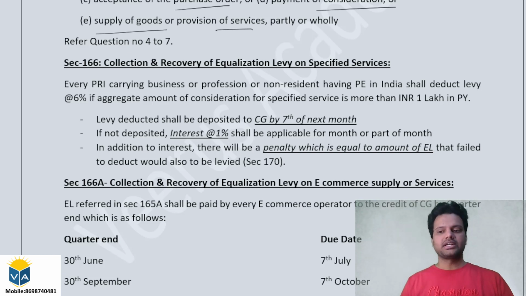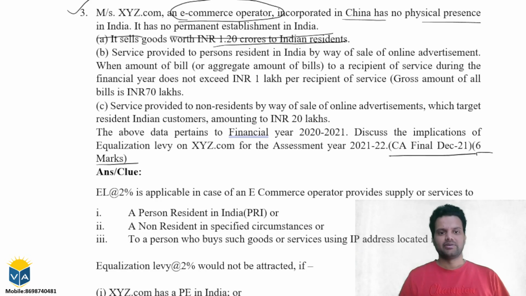Before that, we will try to solve one or two questions from section 165 here to make your concept clear. Question number 3. xyz.com, an e-commerce operator incorporated in China, has no physical presence in India. That means xyz.com is a non-resident e-commerce operator. When you see non-resident and e-commerce operator, which section is applicable? Section 165A, right? It has no permanent establishment in India.